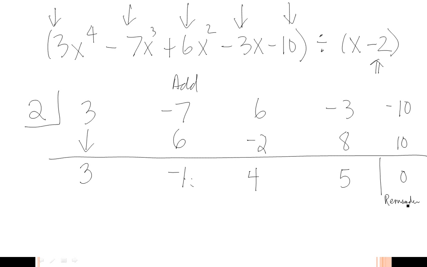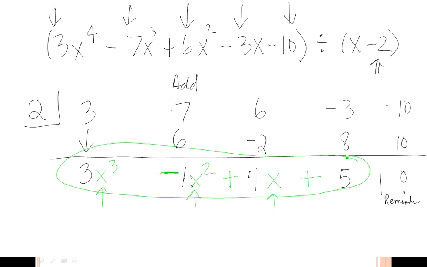So how would you write the answer? Starting with x to the 4th, always go 1 less than your degree here. So we will start with x cubed minus, since this is a negative, x squared plus 4x plus 5. I'm going in descending order: x cubed, x squared, x to the 1, and the constant. So the answer is 3x cubed minus x squared plus 4x plus 5.